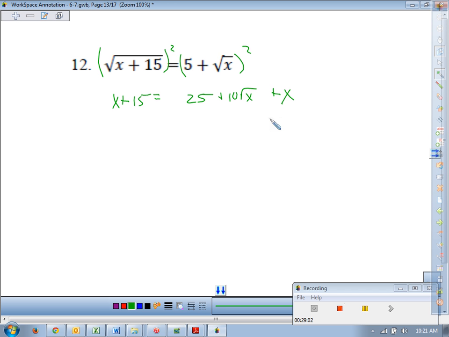Square the first guy, twice the product, square the last guy. Then the x's, subtract them over, they disappear. Ooh, you get -10 equals 10 square roots of x, right? Subtracting 25, 15 minus 25 is -10. Everyone with me? Then divide by 10. What's -10 divided by +10? -1 equals the square root of x, right?